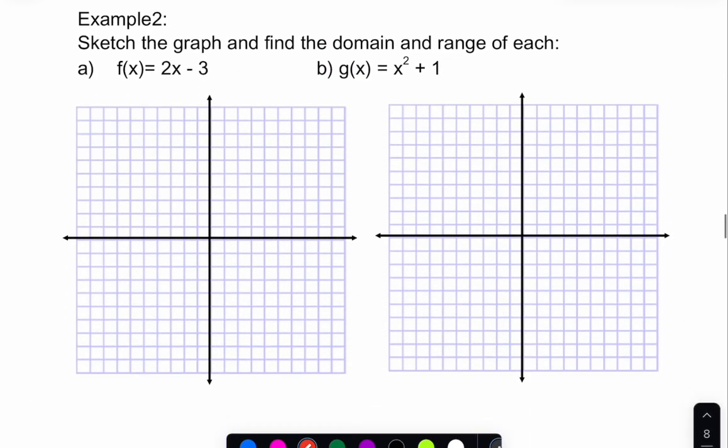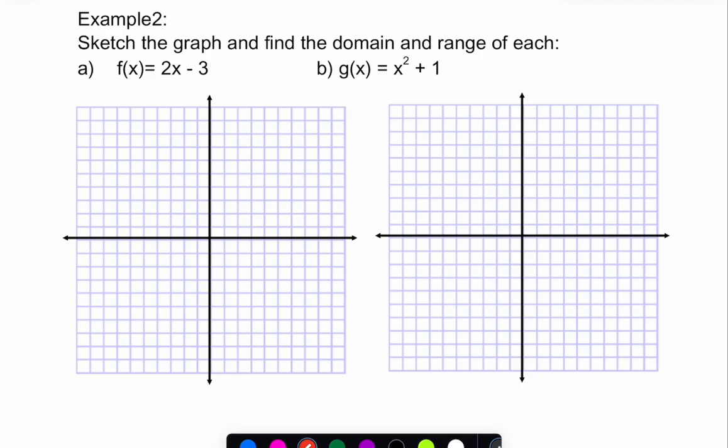Okay. For this example, it's just trying to remind you how things graph. Now it says sketch the graph and find the domain and range of each. I would sketch the graph first and then answer the questions, but we will also talk about how you can just look at the function and know some things.